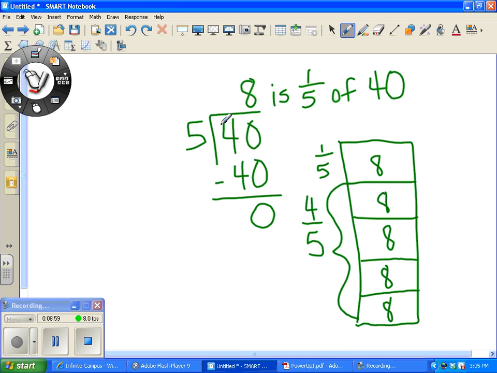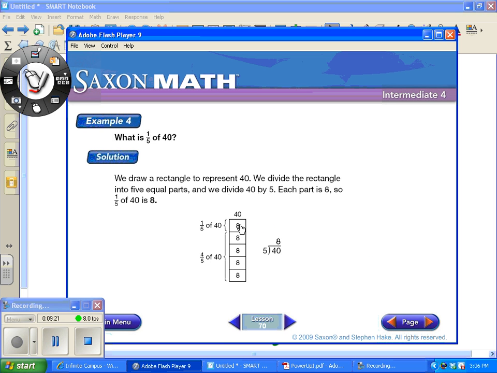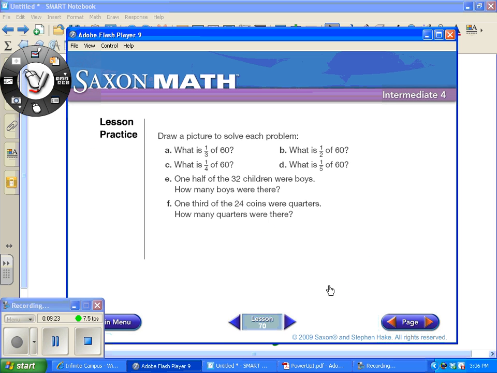We know we're right because 8 times 5 is 40. We could even figure out what 4/5 of 40 is. It's 4 times 8, isn't it? So 4/5 is 4 times 8, which is 32. Isn't that cool? And there's their pictorial representation.